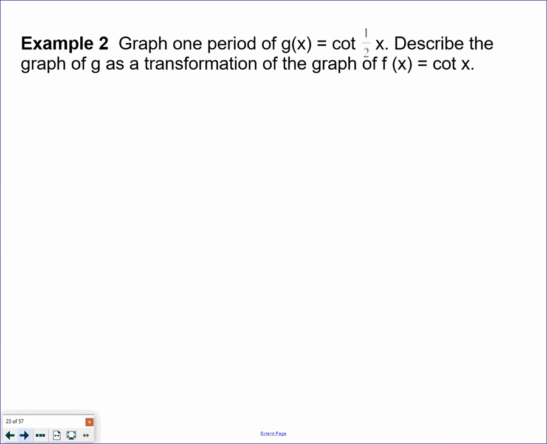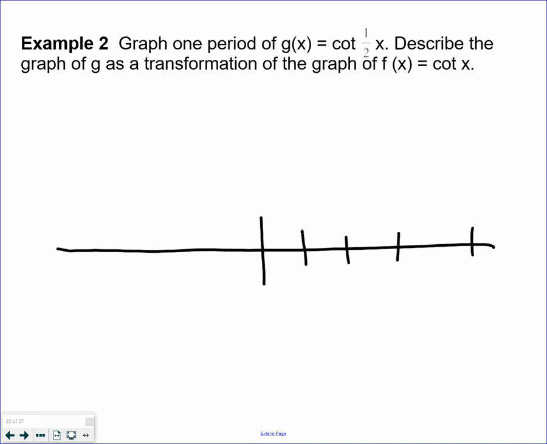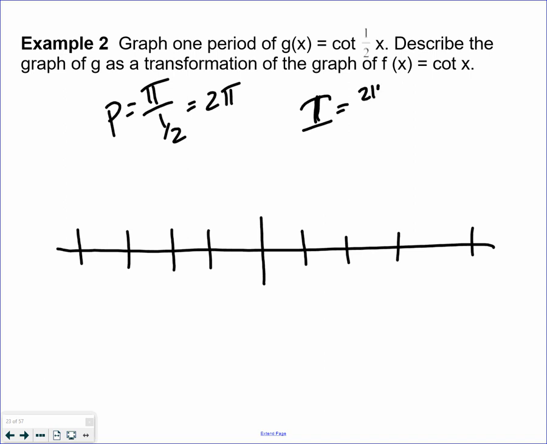Cotangent. Start with your midline. Draw a tick mark in the middle. 1, 2, 3, 4 tick marks to the right. 1, 2, 3, 4 tick marks to the left, just to be consistent. Again, some people, when they graph these, only go 2 to the right and 2 to the left because ultimately the period length is smaller. So the period length is pi divided by b. So in this case, the period length is 2 pi. Increments: instead of dividing by 4, you divide by 2.